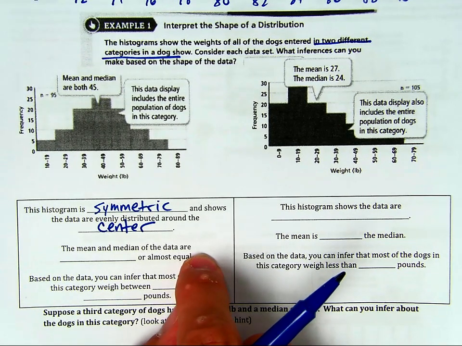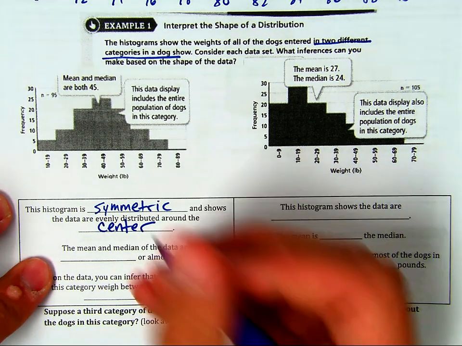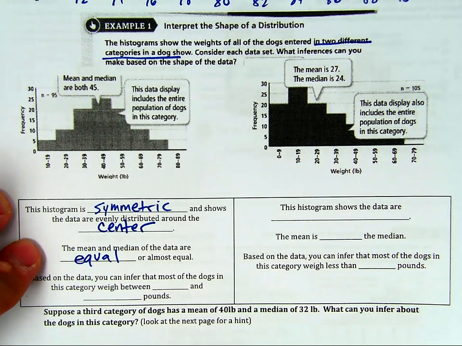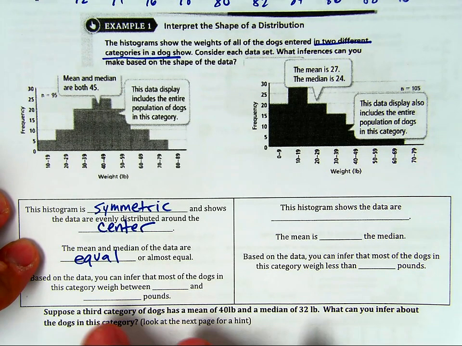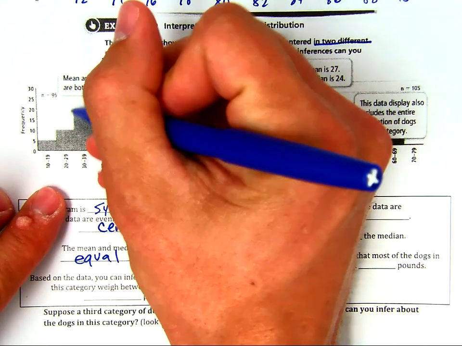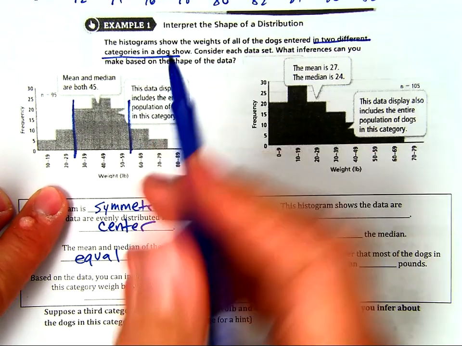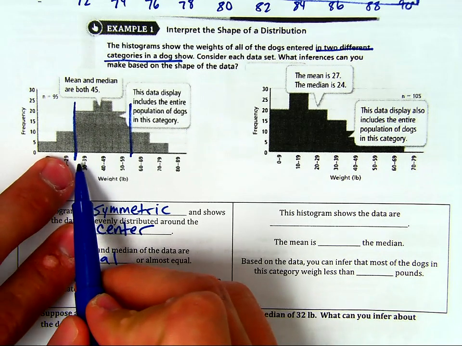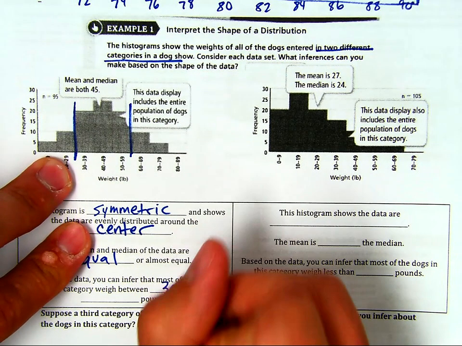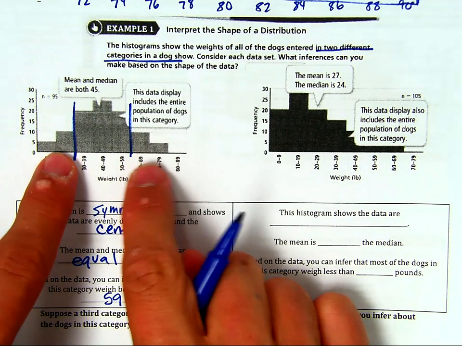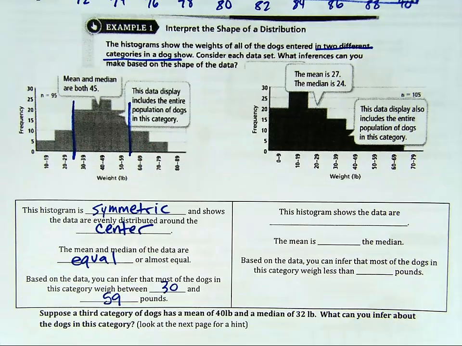So here we say the mean and the median of the data are equal or almost equal. Okay, so they're about the same. We can say that it's symmetric. Based on the data, we can infer that most of the dogs in the category, we can probably say that most of them weigh between 30 and 59 pounds, in these 3 big humps here. That's where the majority of them are, and then we've got some smaller dogs here, and some larger dogs here that kind of fit outside the mean and the median.